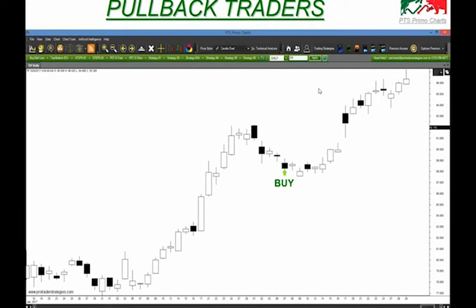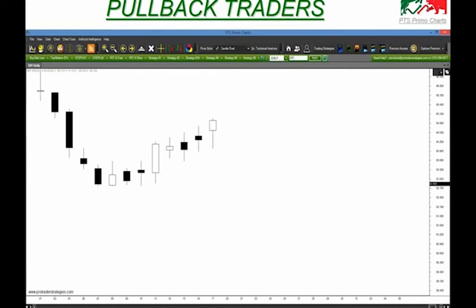Steps 2 correctly called the entry point, and instead of buying all along the way up, the pullback trader waits for a pullback to get in at inexpensive prices and isn't worried about waiting a while to get a nice trend going. Now this can work to the downside as well.